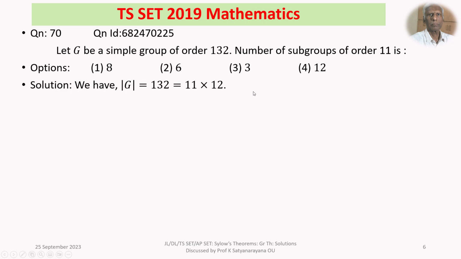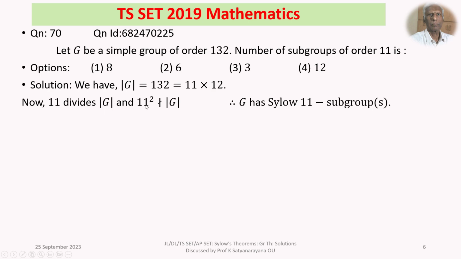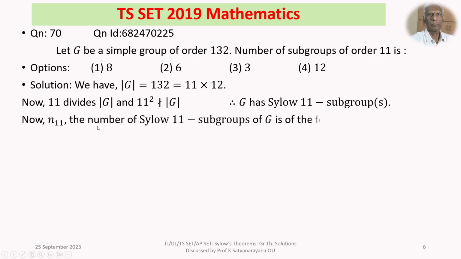Now 11 divides the order of G, and 11 square does not divide the order of G. So by the first theorem of Sylow, G has Sylow 11 subgroups. How many? That's the question. Now n11. What is n_p? n_p is the number of Sylow p subgroups. So n11 is the number of Sylow 11 subgroups of G.